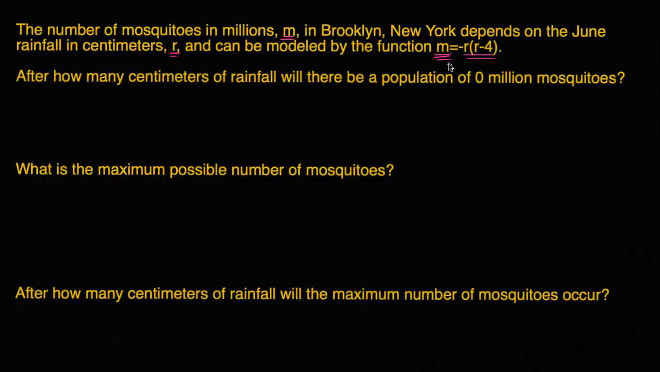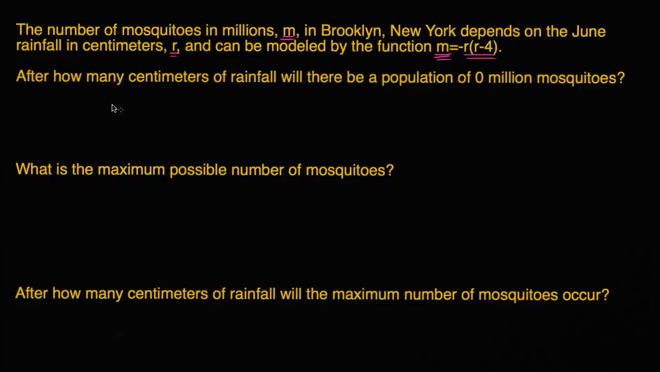All right, fair enough. Now let's see if we can answer these questions. And like always, I encourage you to get inspired and try to answer these questions on your own. All right, the first one. After how many centimeters of rainfall will there be a population of 0 million mosquitoes? Or will there be just no mosquitoes, 0 mosquitoes?